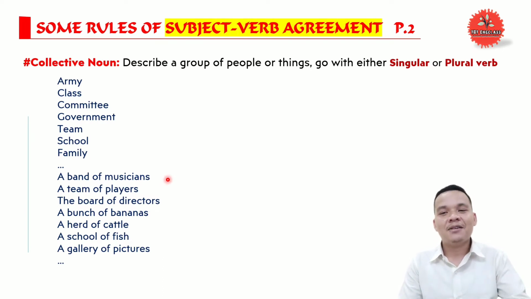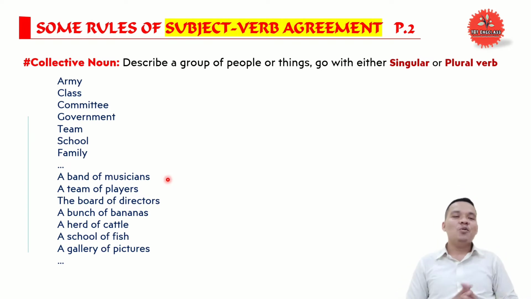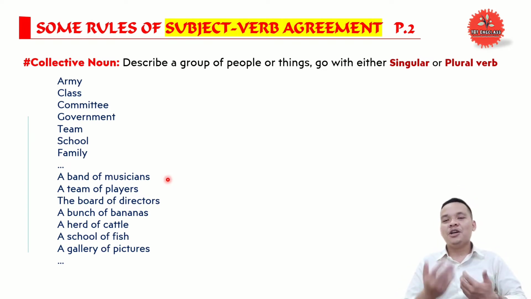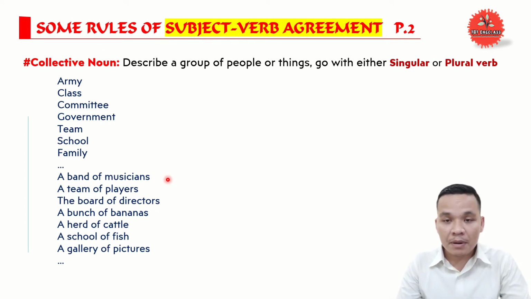That is a collective noun. You see, in Khmer, collective noun means សមូហនាម. Yeah, សមូហនាម is a noun that refers to a group, but it is considered a type of noun that stands together as a cluster or group. This is called a collective noun. So a collective noun describes a group of people or things. It goes with either singular or plural.